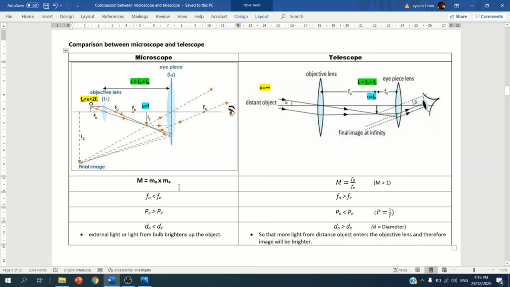That's all about my tips. I hope these tips will help you to remember the differences between microscope and telescope clearly and easily.